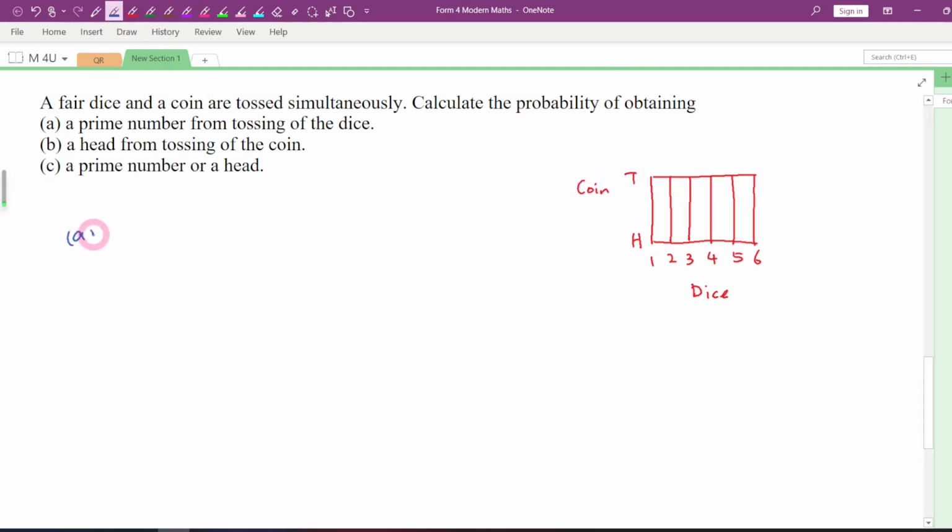Okay, let's look at part A. A prime number from tossing of the dice. So we don't have to focus on the coin, we only focus on the dice. A prime number. The first prime number is actually 2, right? 1 is not a prime number. So it can be 2 paired with head or 2 paired with tail, as long as the dice give us a prime number. So it can be 3 paired with head and 3 paired with tails, 5 head, 5 tails.